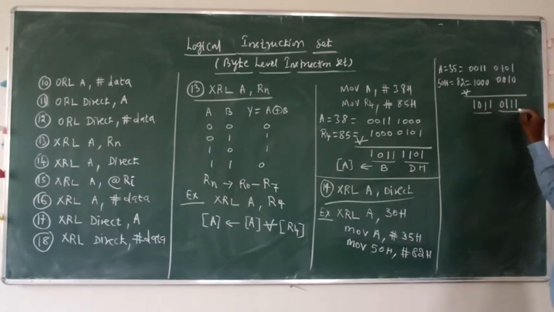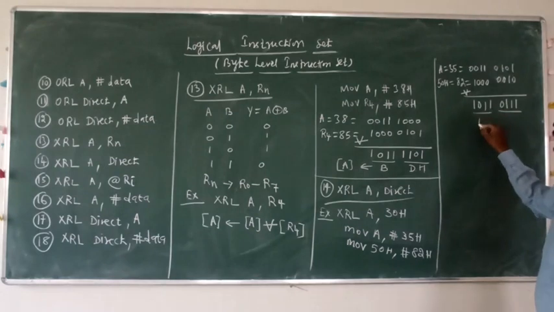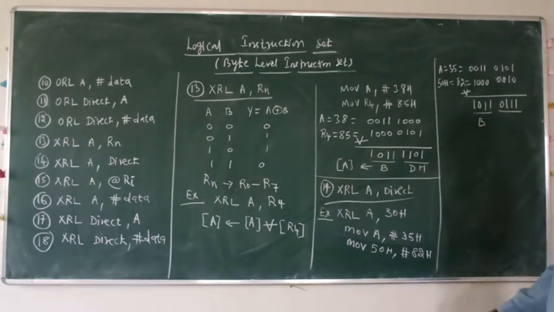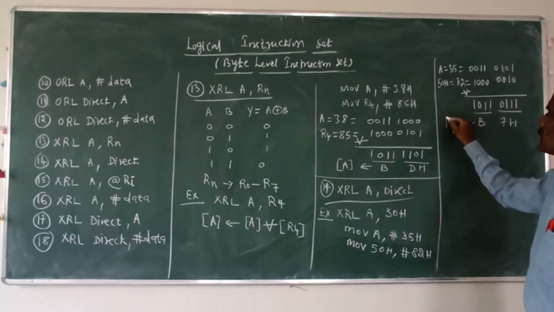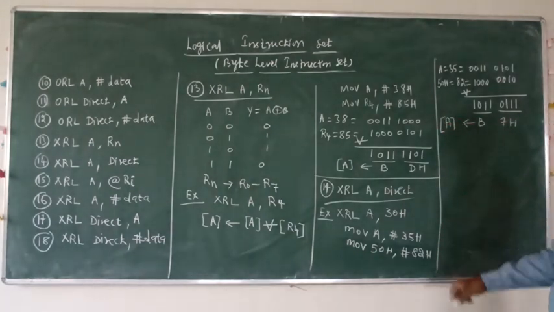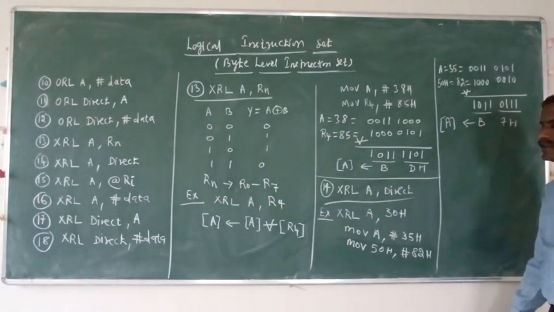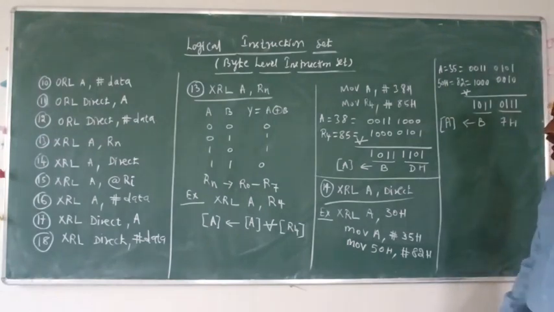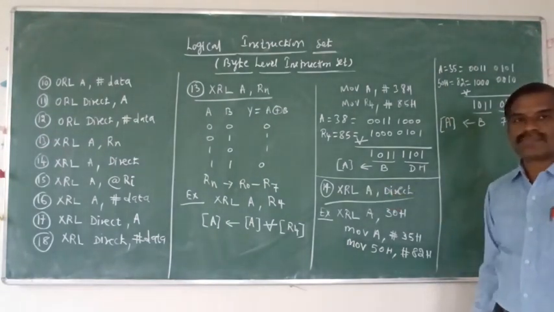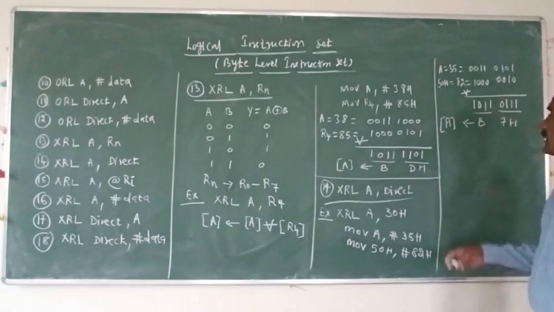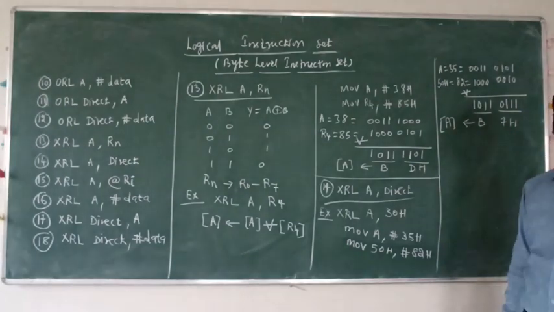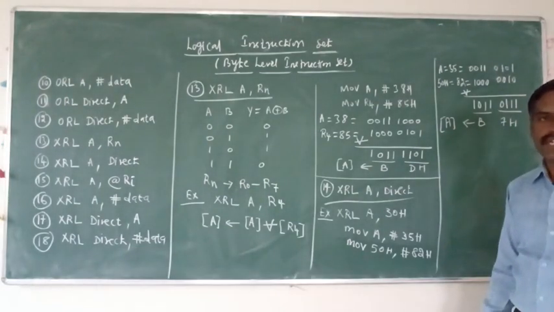Now the result: this nibble is 11 in decimal, which is hexadecimal B, and this one is 7. Now the B7 data is moved to the A register. This is the operation of exclusive-OR of the accumulator with direct memory address location data, with the result moved to the A register itself.